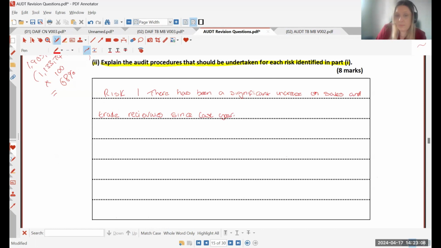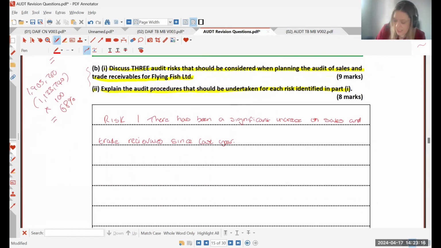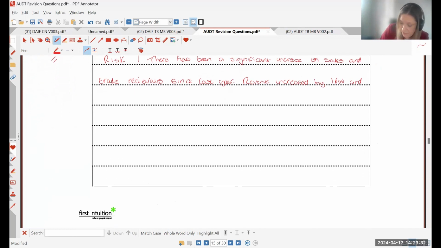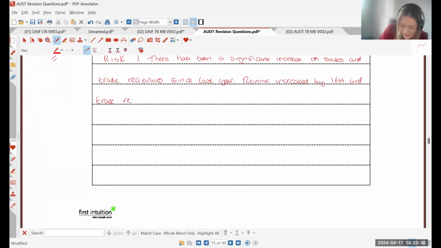That's fine, but why is it a risk? And this is where we should be putting in our numbers. So what did we say? Our revenue increased by 16%, and trade receivables increased by a whopping, I wouldn't put that word in there, but it's true, 68%. Okay, so we've explained what in the statements has flagged to us that there's a risk. Now we need to say what the risk could actually be. And I would definitely go with the risk is that they're overstated, because that's what we're expecting here.